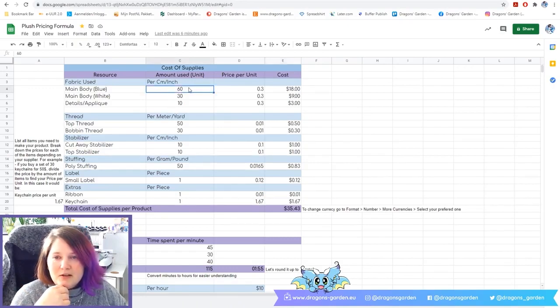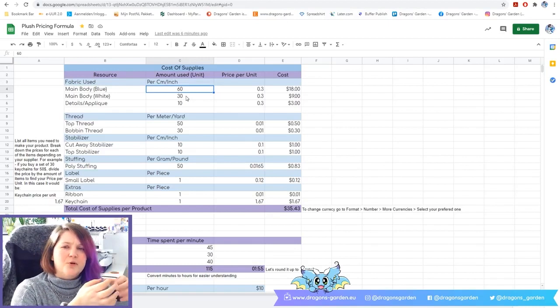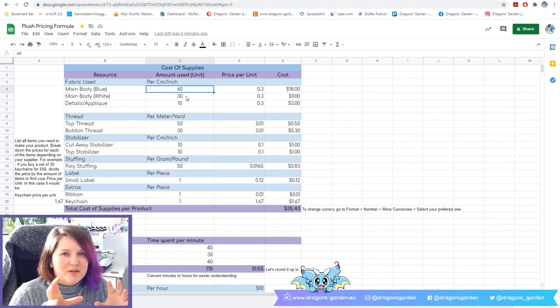So I make a calculation of how many units I use because, you know, when you buy fabric, you buy a yard or a meter of it and you don't really use all of it, but you just use a small piece. So I really like to recalculate all my yards and meters into centimeters or inches per plushie.